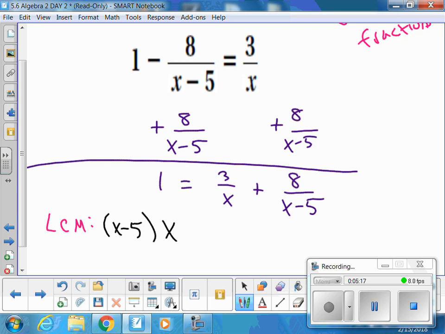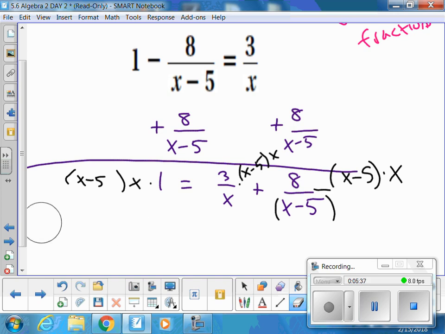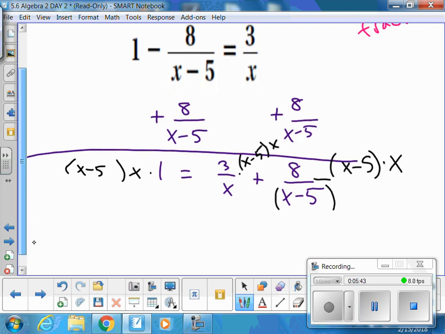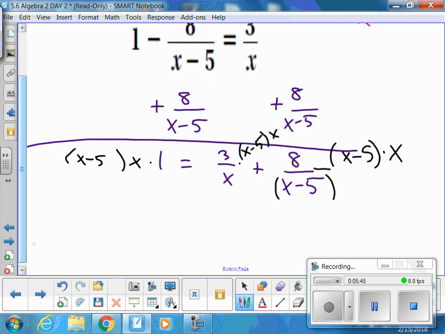So I'm going to put it here. I'm going to put it here. I should have left myself some space. Sorry about that. And I'm going to put it over here. Getting a little messy, so just keep track of what's happening here. Okay, I don't want to go too fast, so how are we doing?